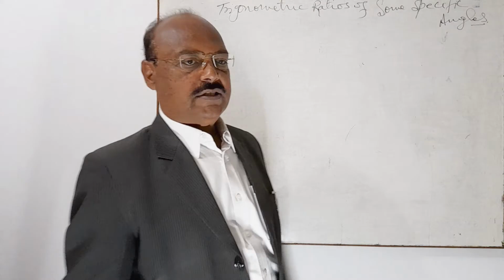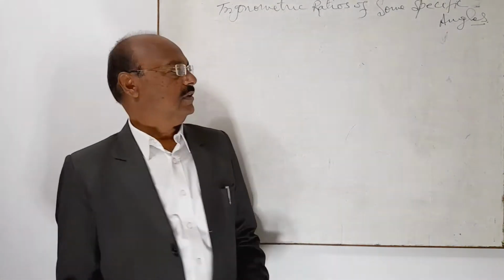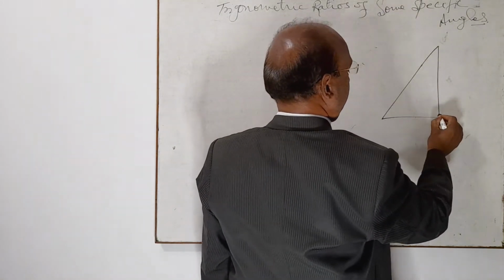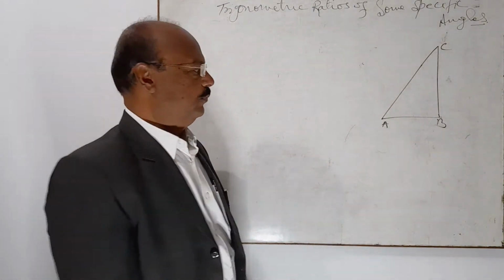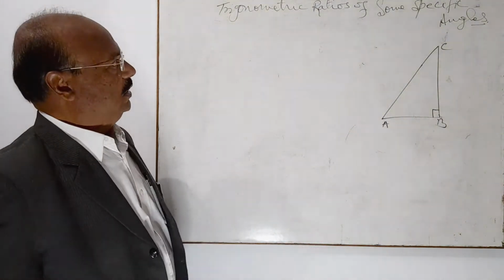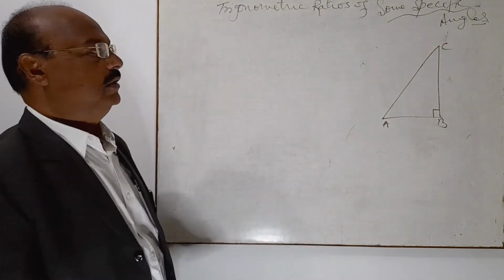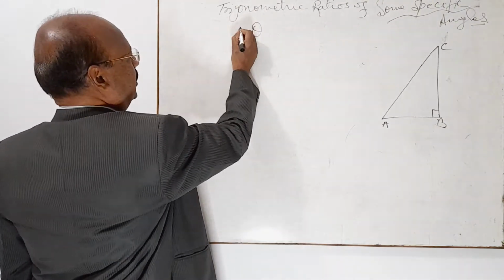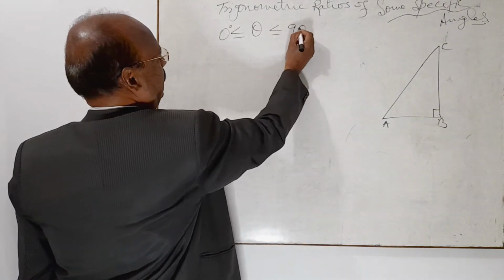As we have already discussed in the previous video, we will be concerned particularly with a right angle triangle like this. Suppose ABC is a right angle triangle, right angle at B. And here specific angles means we will consider the angle theta from 0 degree to 90 degree.